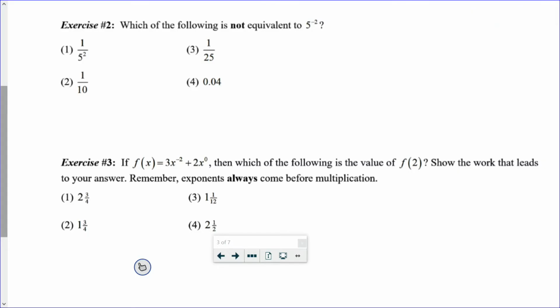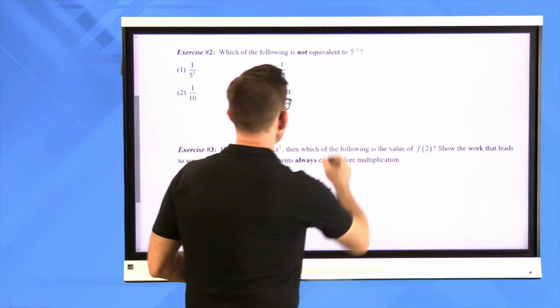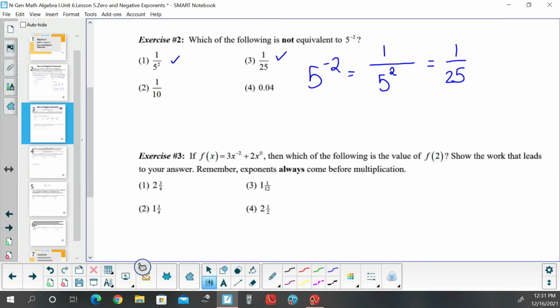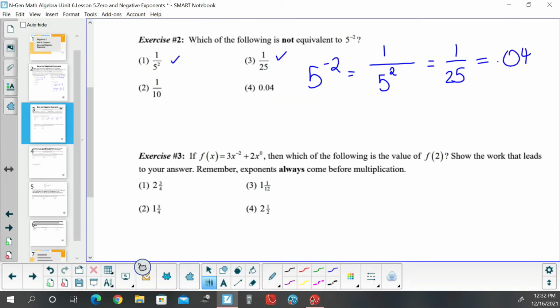Which of the following is not equivalent to 5 raised to the negative 2? All right, well, again, let's just talk about it. 5 to the minus 2 literally means take the number 1 and divide it by 5 squared. So that's equivalent to it. And of course, 5 squared is 25, so that's equivalent to it. Now, I might need to say to myself, what is 1 divided by 25? But I could always do that on my calculator and get 1 over 25. But that is 0.04, so that's also equivalent. What it's not equivalent to is 1/10.